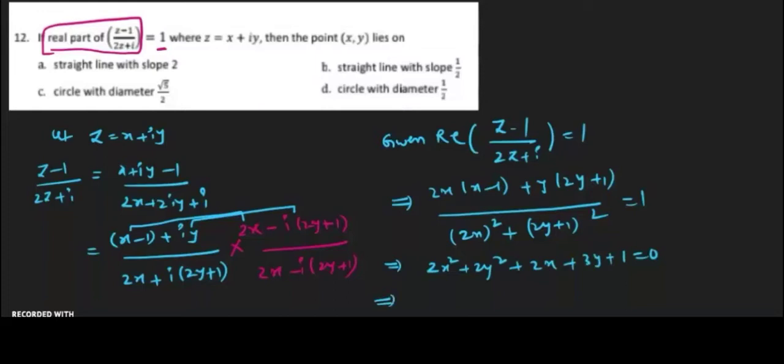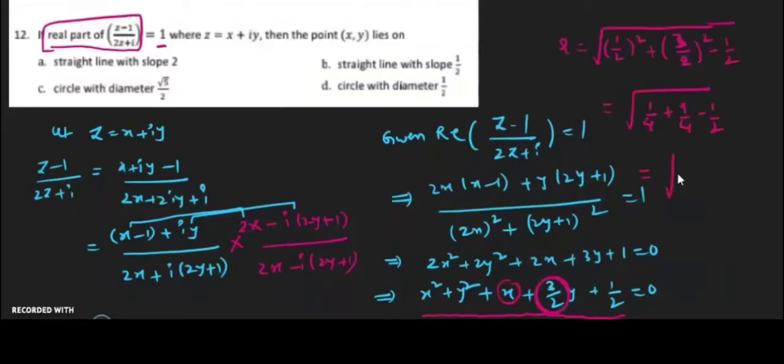And if you divide by 2, you will get x square plus y square plus x plus 3 by 2 into y plus 1 by 2 equal to 0. So it is very clear, this is a circle. Definitely this equation is a circle equation. And what is the radius of this circle? If you simplify this value, you will get root 5 by 16 will be the answer. That means root 5 whole by 4.